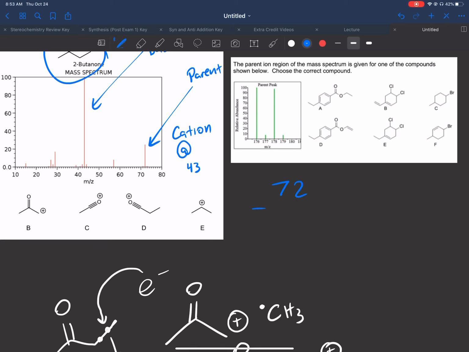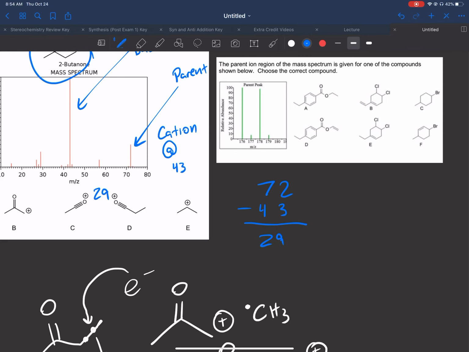So the strategy for this is you take the parent peak, which is 72, and subtract the base peak, which is 43. So you're going to get 29. That means from here to here, you lost a mass of 29, because I started with a compound at a mass of 72, and I dropped it to 43. So we lost that mass. So what you now want to do is you want to take your original compound and you want to cut it so that you can lose a mass of 29.